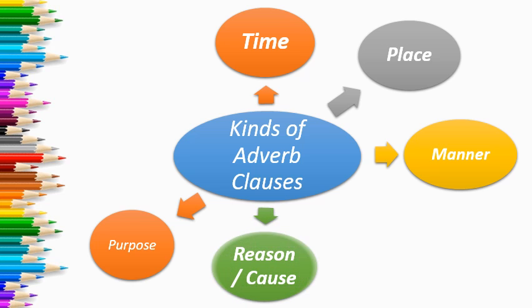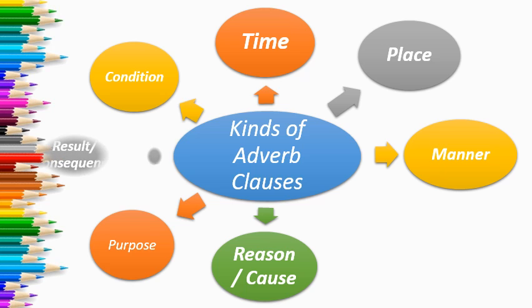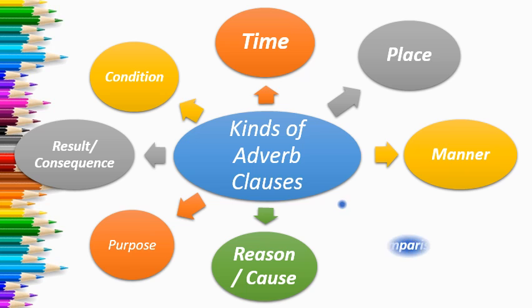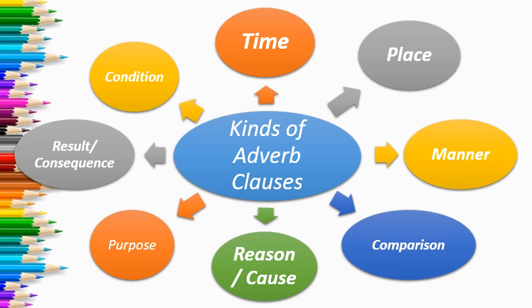Number 5, adverb clause of reason or cause. Number 6, adverb clause of condition. Number 7, adverb clause of result or consequence. Number 8, adverb clause of comparison. So there are 8 kinds of adverb clauses. Now let us read about all kinds of adverb clauses in detail.